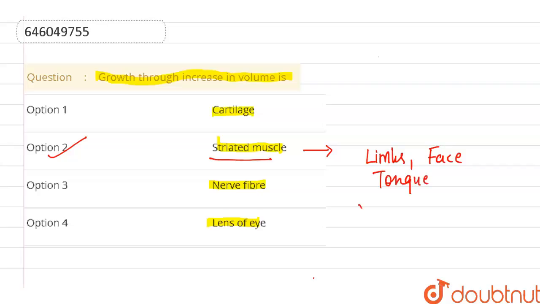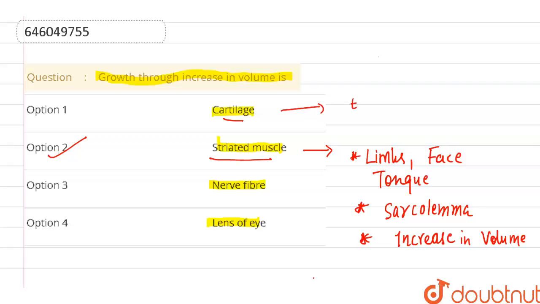Basically, the plasma membrane of striated muscle is known as the sarcolemma, and growth in the striated muscle is measured by increase in the volume. So option second is the correct answer for the question. Option A is the cartilage. Cartilage is basically found in the ear, and its growth is measured by the thickness of the cartilage. So option A is the wrong answer. Option second is the correct one.